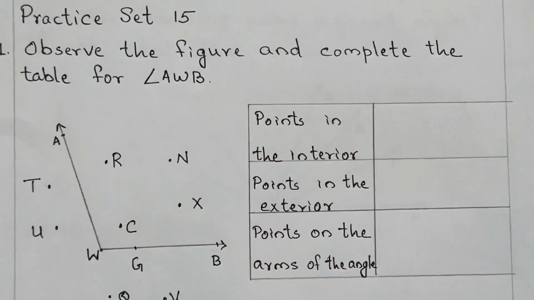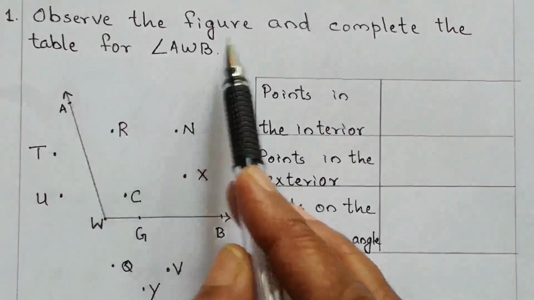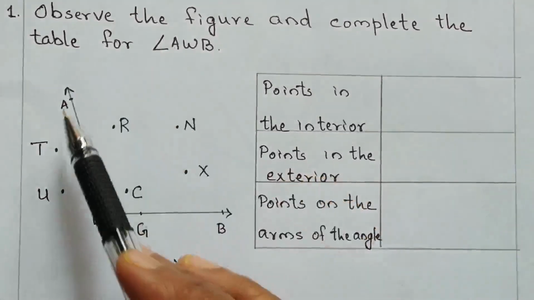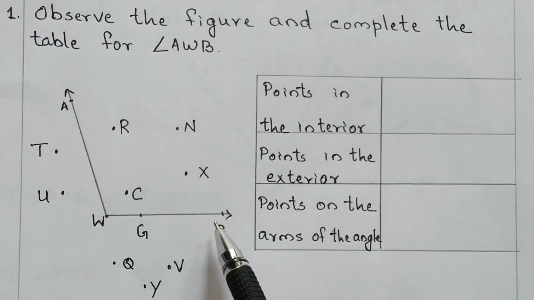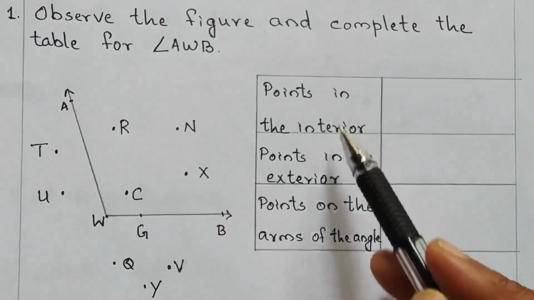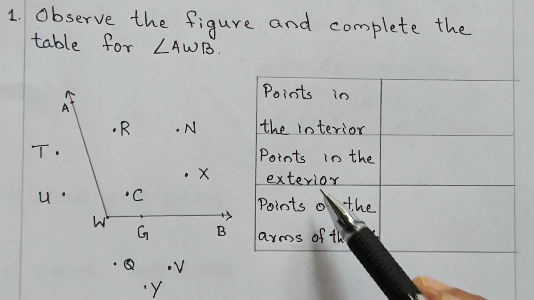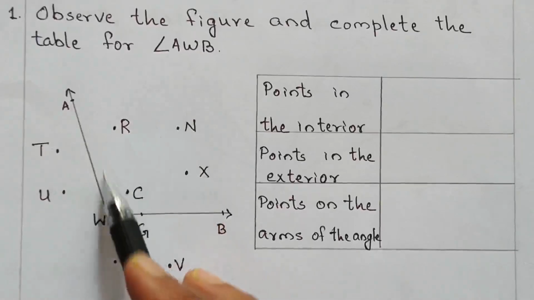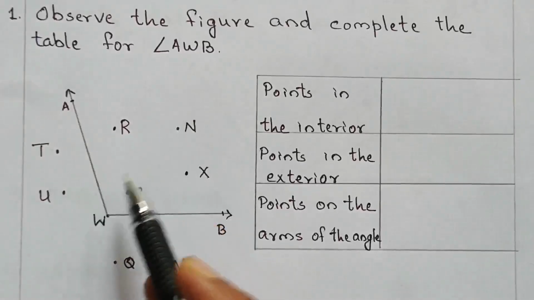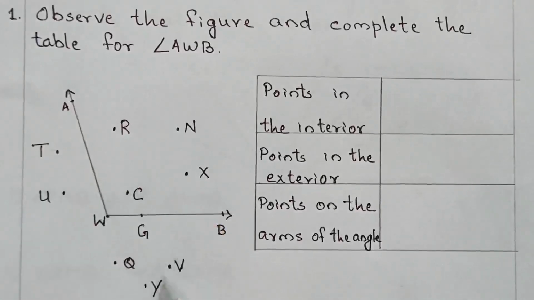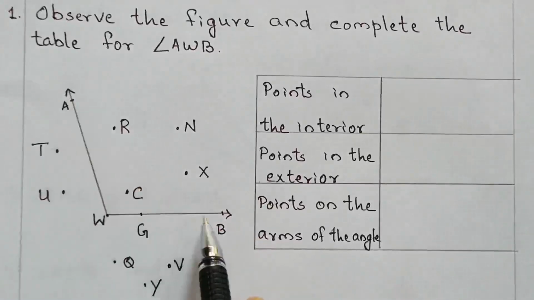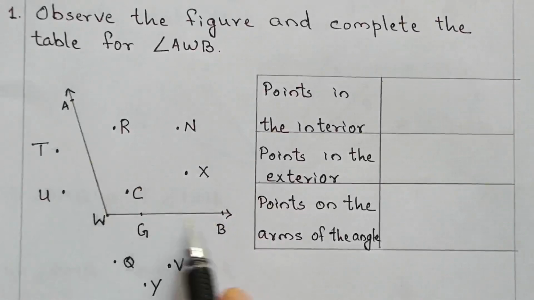Practice set number 15. Let's take the first question. Observe the figure and complete the table for angle AWB. You have to write the points in the interior, points in the exterior and points on the arms of the angle. Interior means the inside part of the angle. Exterior means the outer part or the outside part. And there are two arms, WA and WB. So you have to write the points on the arms of the angle.